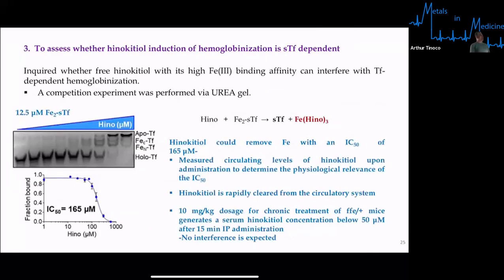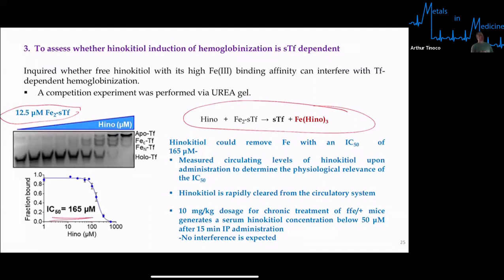The next question was, all right, so when the ligand is iron bound, it can deliver the metal to the protein, but can the ligand, when it's not iron bound, interfere with iron that's bound to the protein? The opposite question. So this reaction here. They wanted to look at this, and they gauged this using the urea gel. They did an experiment where they had iron-bound serum transferrin, reacted with different dosages of the ligand, and they wanted to determine at what point you start to affect the iron bound to the protein.